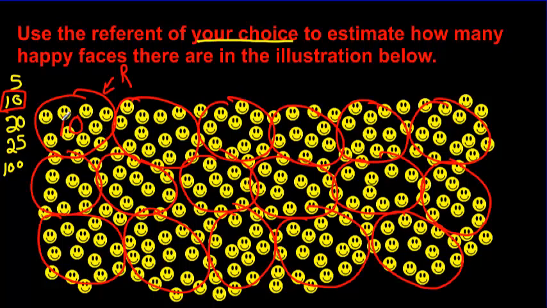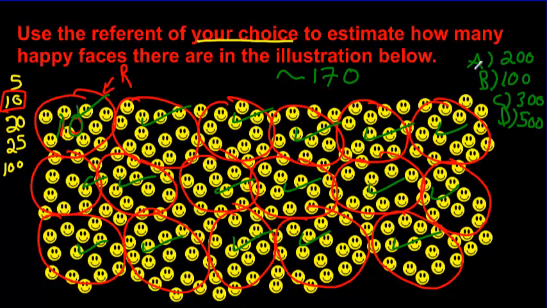Now we count them by tens, because they all have about 10 inside of them. So follow along with me, count along. Let's do this. 10, 20, 30, 40, 50, 60, 70, 80, 90, 100, 110, 120, 130, 140, 150, 160, 170 happy faces. Approximately 170 happy faces, and if it was multiple choice and they asked you to choose the best answer, well, which one of these would be the best answer?